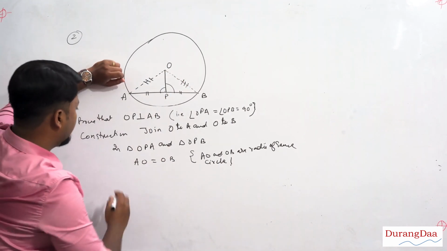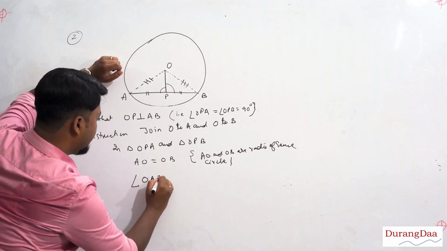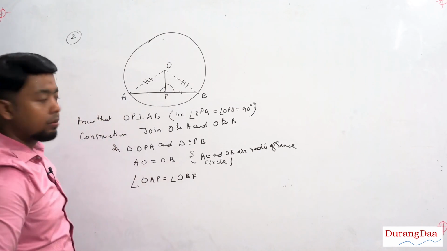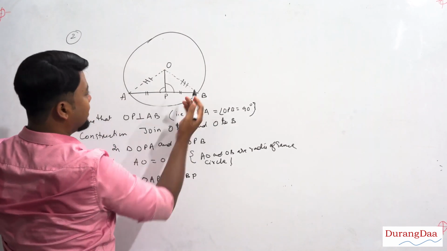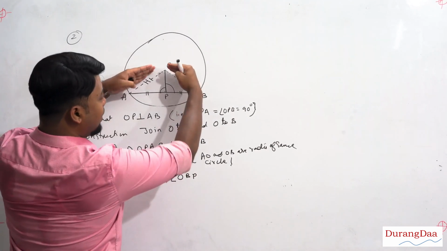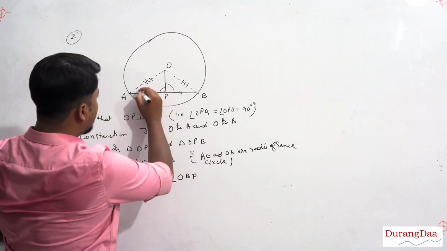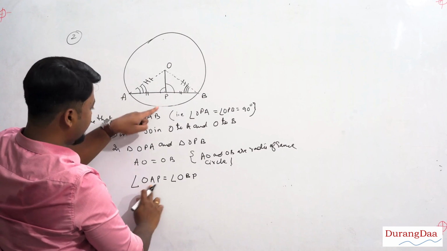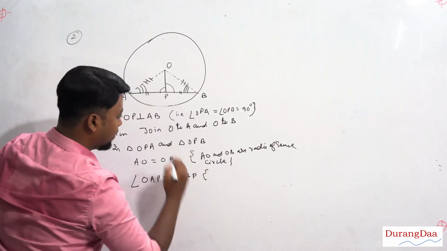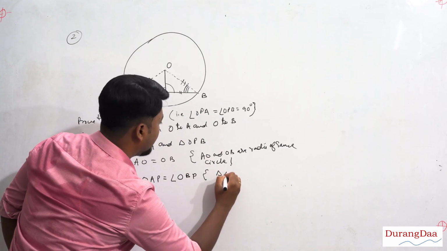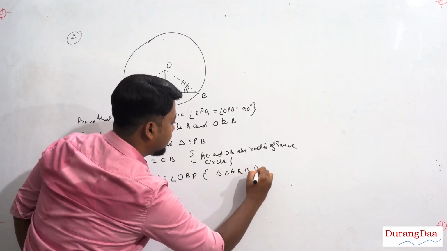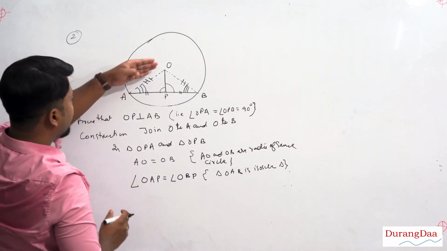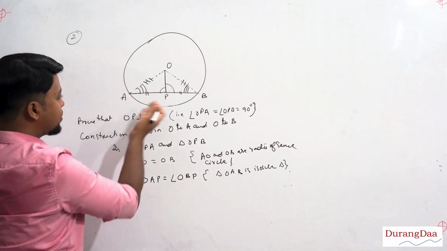Right. Second part, angle OAP is equal to angle OBP. Because the triangle OAB is now isosceles, because we are having two equal sides, and under those sides the angle should also be equal. Alright. So, angle OAP equals to angle OBP. So, reason would be triangle OAB is isosceles triangle.